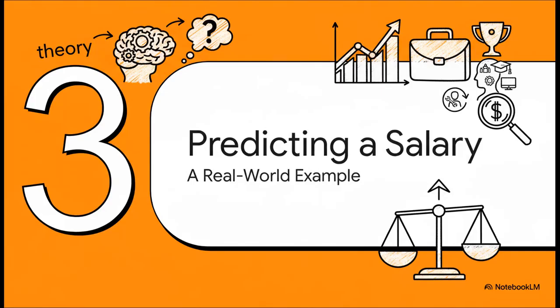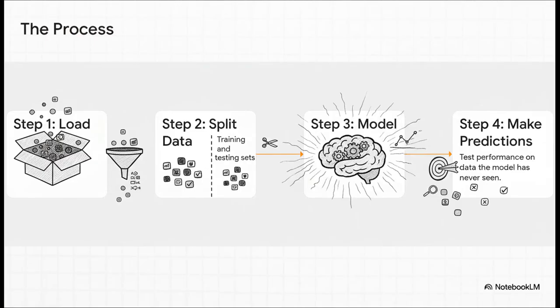All right, that's enough theory for now. Let's make this real. We're going to walk through how you'd actually build a model to predict someone's salary based on their professional background. The process pretty much always follows these 4 steps. First, you load your data, all that good stuff like age, experience, job title. Then, and this is super important, you split it. You take a big chunk of the data, the training set, to teach the model. The rest of it, the testing set, you hide away.